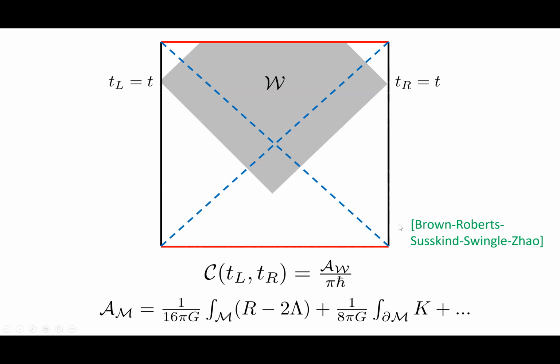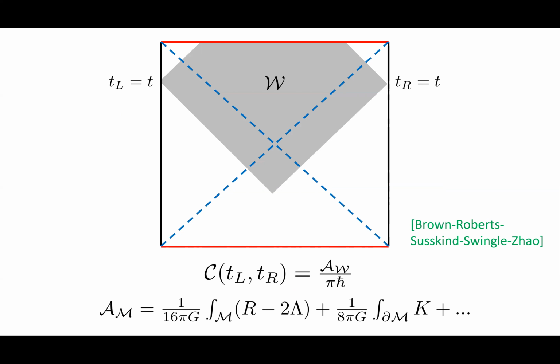Then came complexity equals action, which was, depending on your point of view, an enhanced proposal or just an orthogonal proposal. But they, including myself, said, why is this single spatial slice special? Maybe we should really look at this whole space-time region, the Wheeler-DeWitt patch, shown in gray here, which is all the region in the bulk that should be related to the state of the boundary at these times t left and t right equals little t.